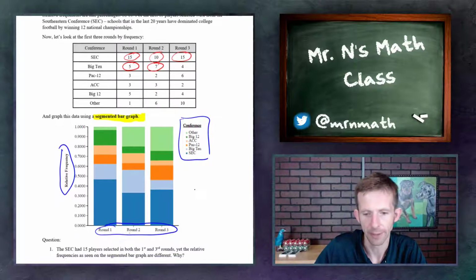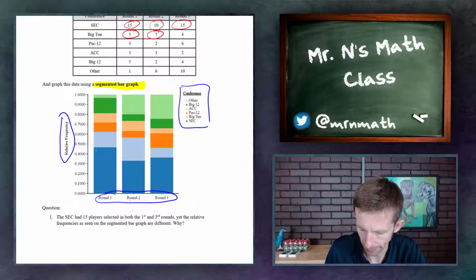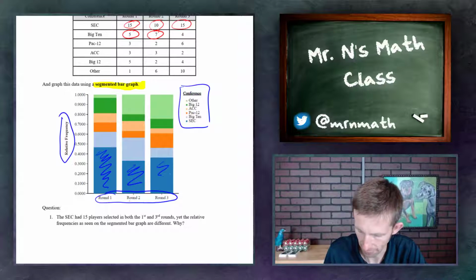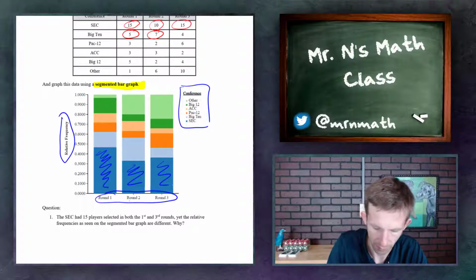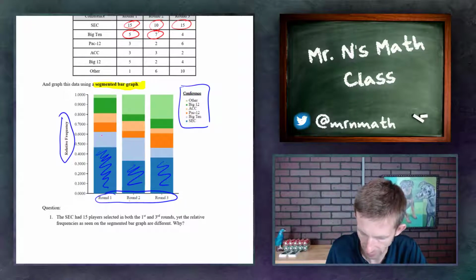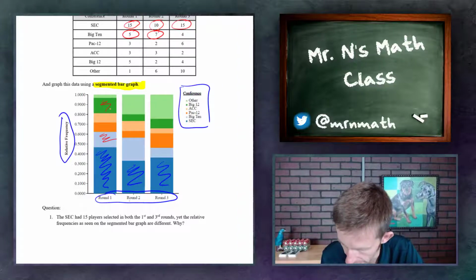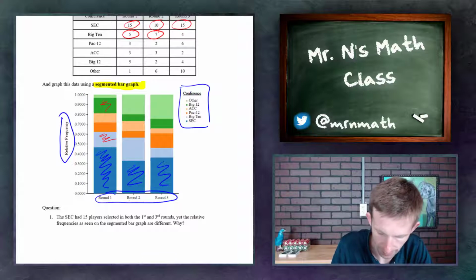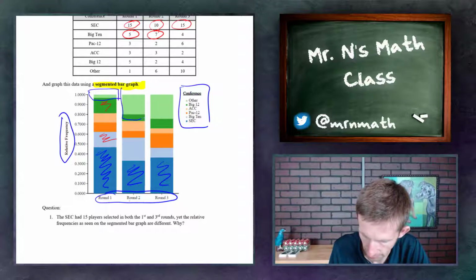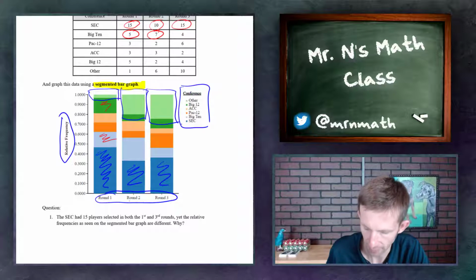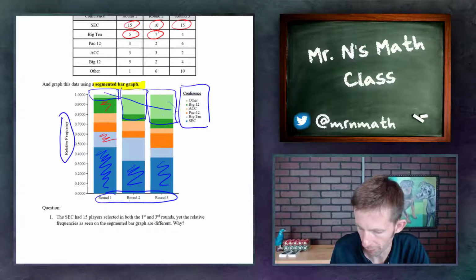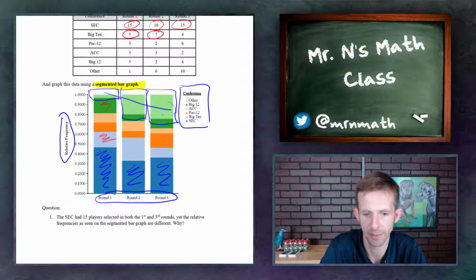All right, so as you can see, the SEC represents the biggest chunk in the first, second, and third round. And then the Big Ten represents the second biggest chunk in, well, Big Ten and Big 12 are pretty close in the first round. And as you can see, this is the other category. As rounds keep going down in value, more and more players are taken from non-Power 5 conferences.